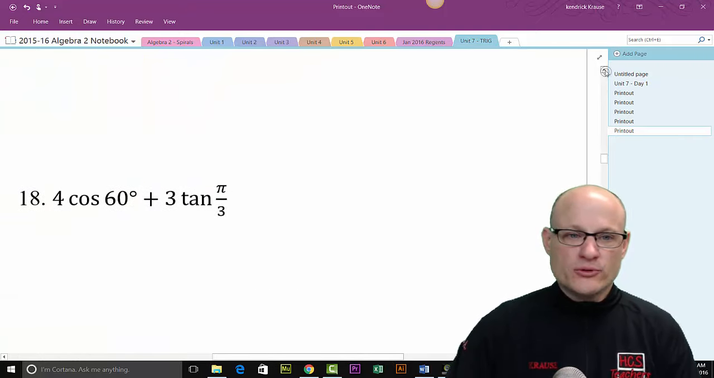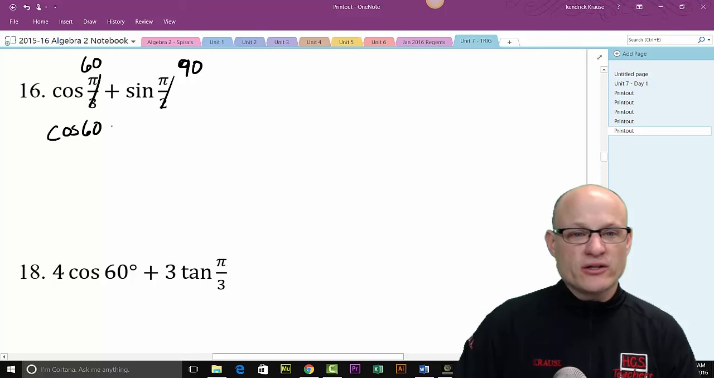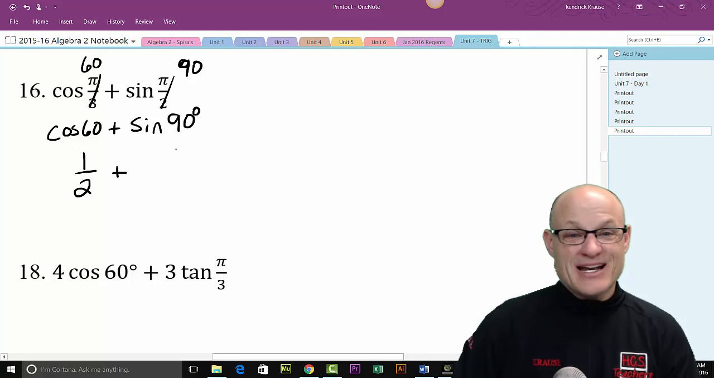Okay, so this is really, we said 60 degrees, and this is really 90 degrees. So really what I have here is the cosine of 60 degrees plus the sine of 90 degrees. Well, the cosine of 60 is 1/2. The sine of 90 is 1, so this is just really 1.5 or 3/2. You decide.